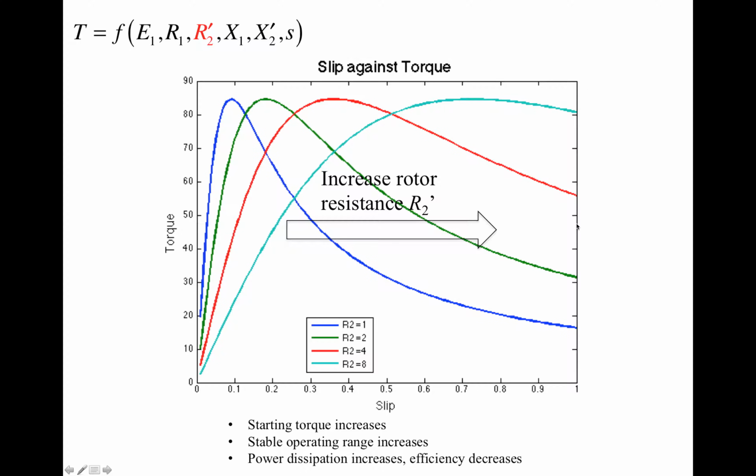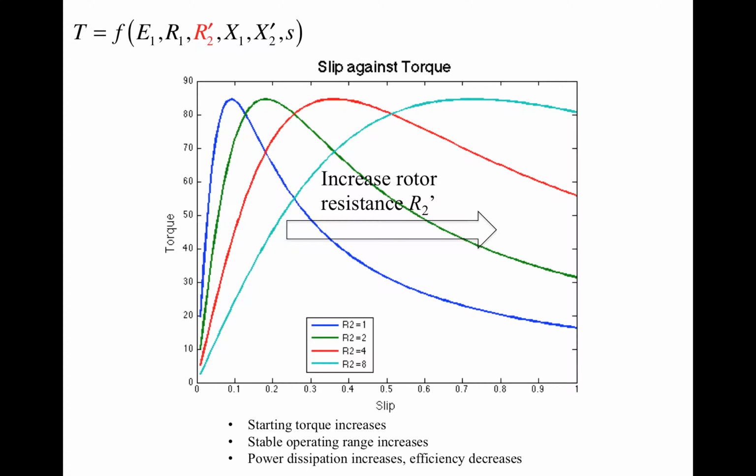The second consequence is that the slip range of the stable region increases. The stable range is from slip 0 to Sn, the slip corresponding to the maximum torque. That's the stable region. So as you increase the resistance, the range of the stable zone also increases.